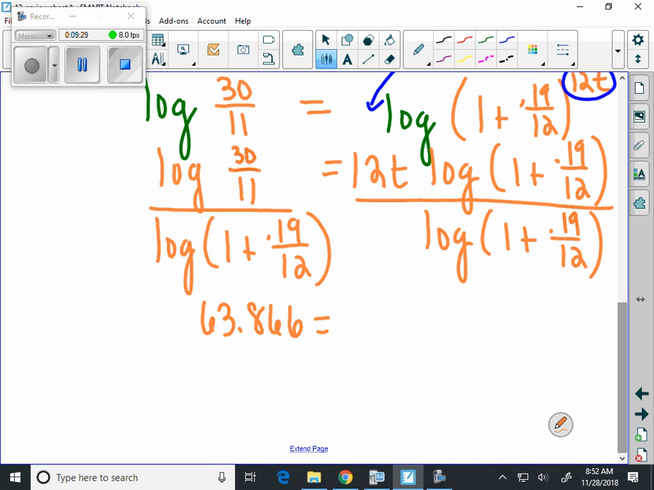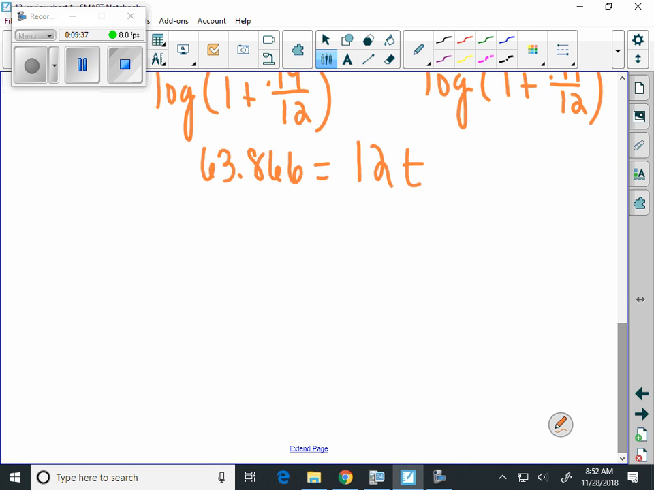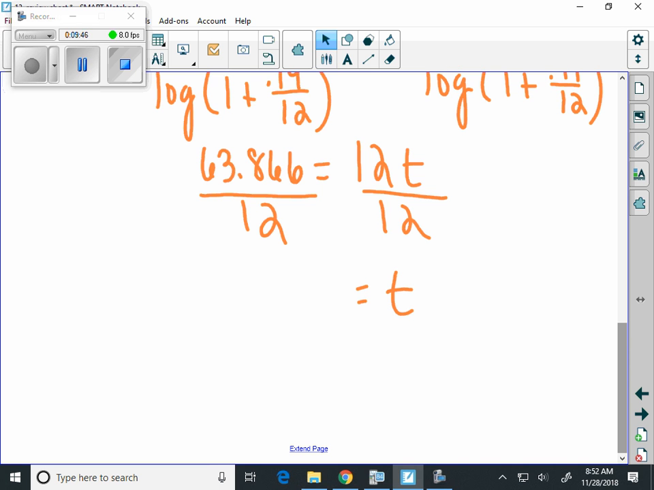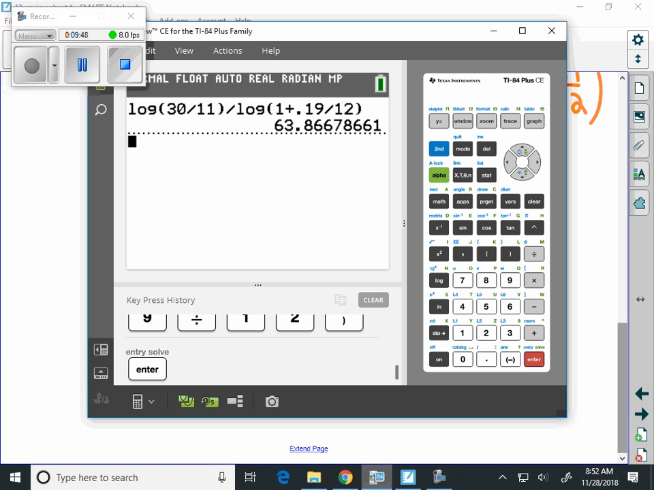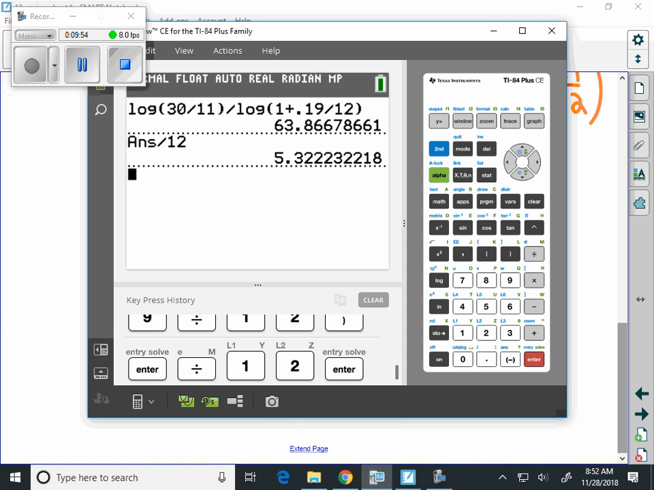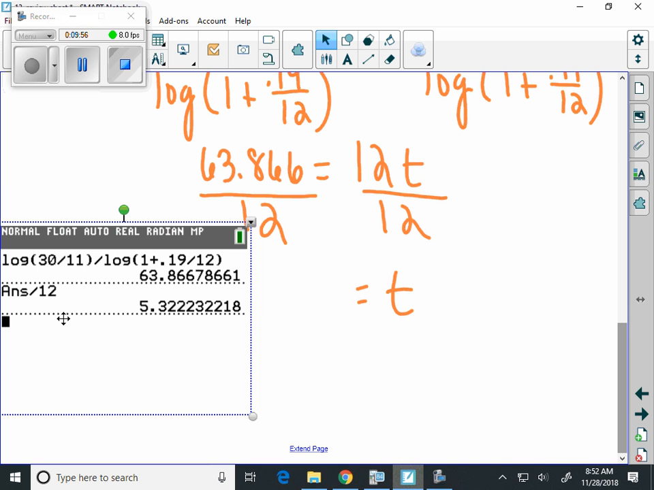63.866 equals 12t. And now that we've got that, it's 12 times t. We're going to divide by 12. And we pull back up our calculator. We already have that 63.866 in our calculator. Dividing by 12 and enter is going to give us the number we're going to work with.